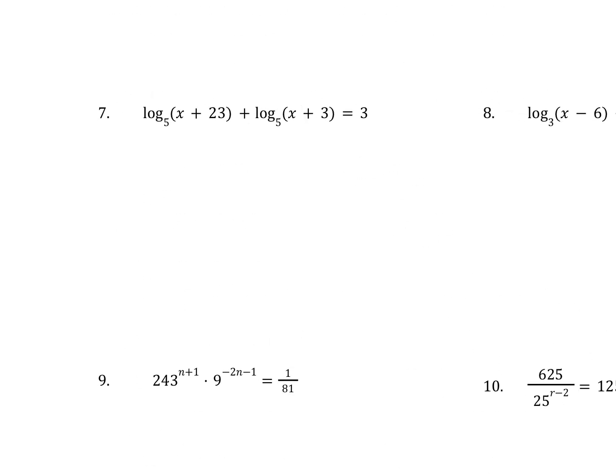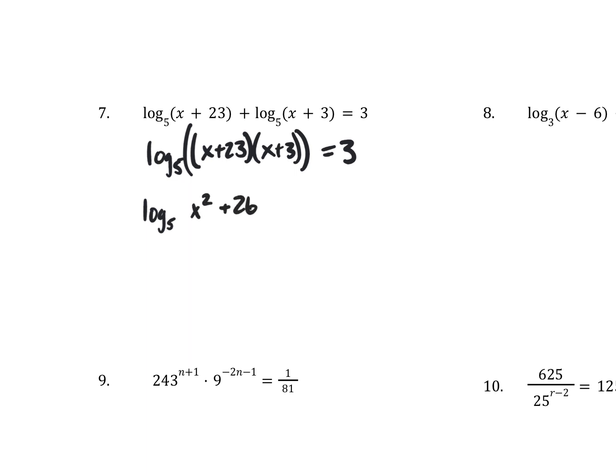All right, there's the first page. Second page, log properties on this page more often. So log base 5, we have to combine this into x plus 23 times x plus 3. There's also parentheses outside that whole thing, equals 3. The inside is going to FOIL as x squared plus 26x plus 69.